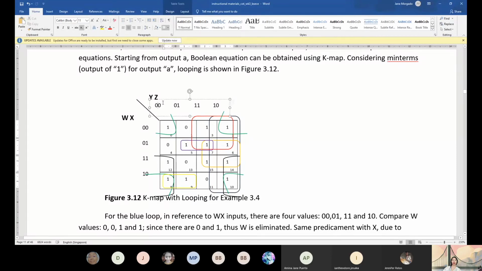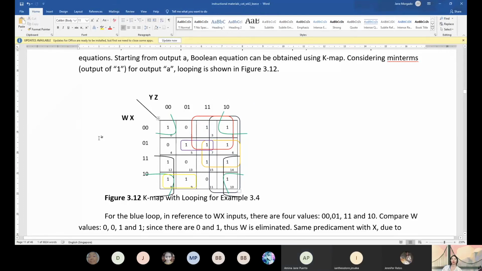It has two values: 0, 0 and 1, 0. Again, the first bit is Z, and the second bit is Y. Then you compare Z to Z, 0, 0. What will happen to Z? Z prime. What happened to Y? 0, 1. Eliminated. So for the green loop, it simplifies to X prime Z prime. Thank you.